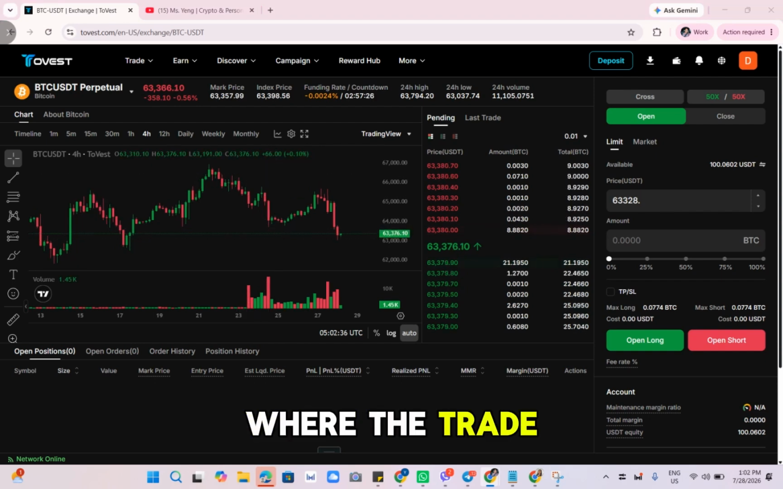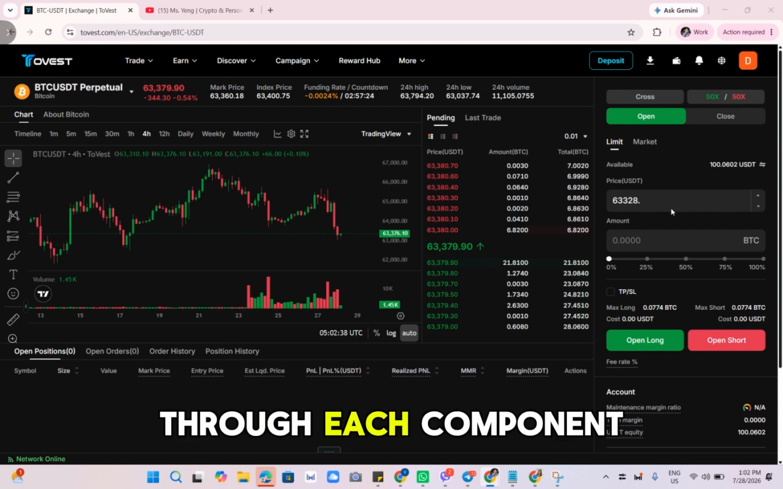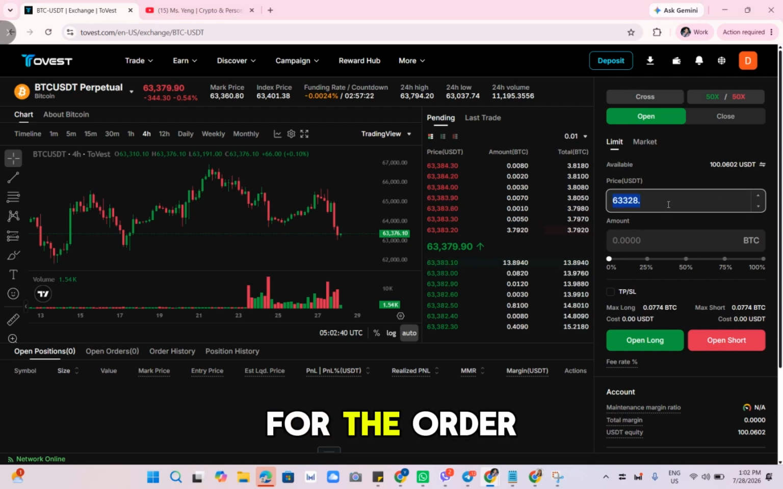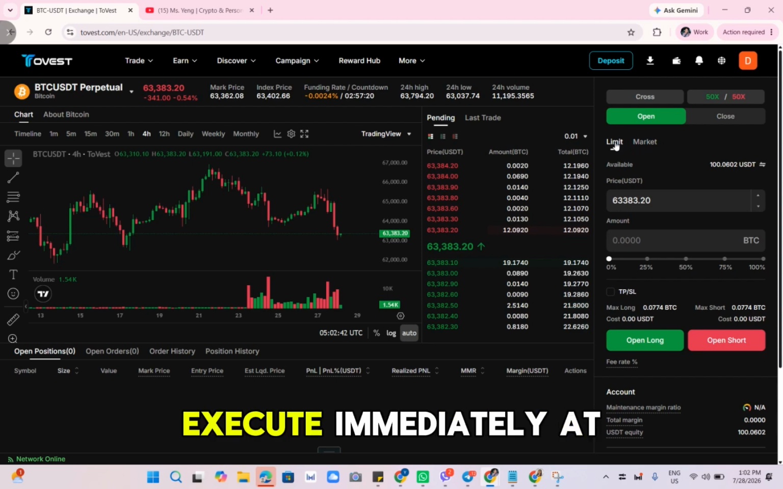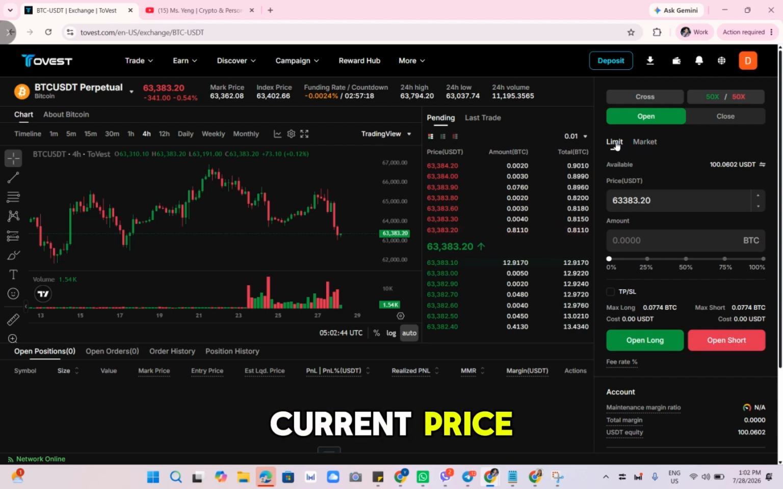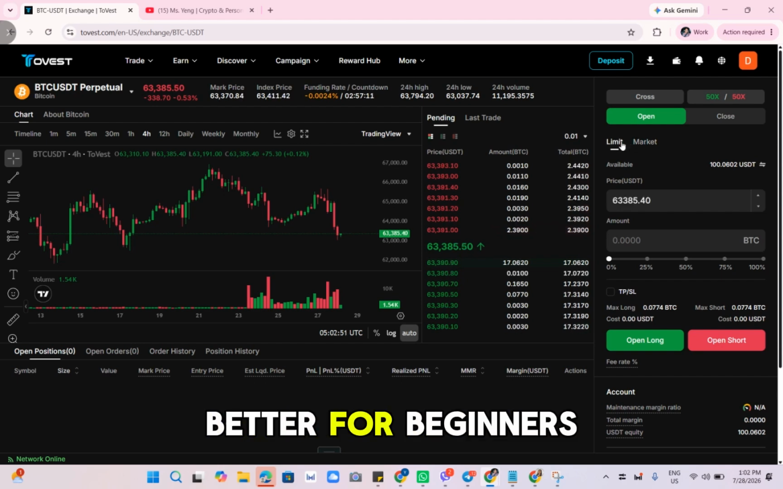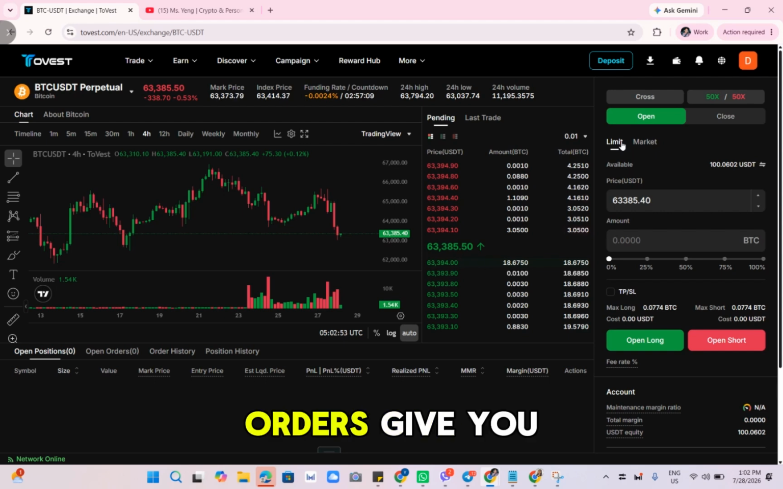Okay, this is where the trade actually happens. Let me walk through each component. For the order type, market order means execute immediately at current price. For limit order, this executes only at your specified price or better. For beginners, I suggest limit orders, as they give you more control over your entry price.